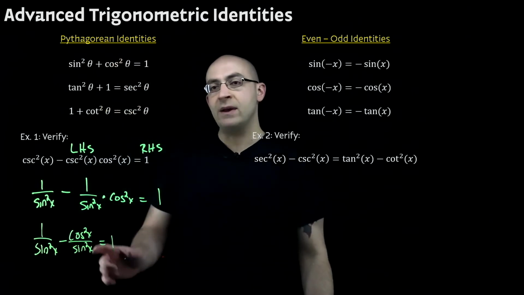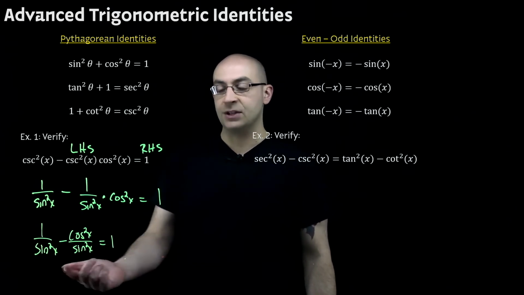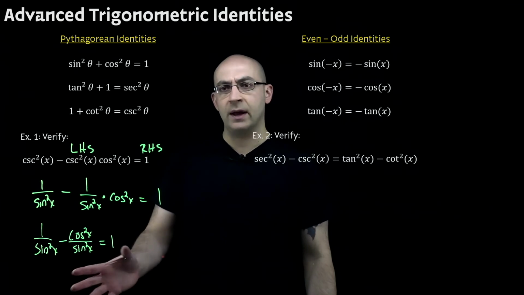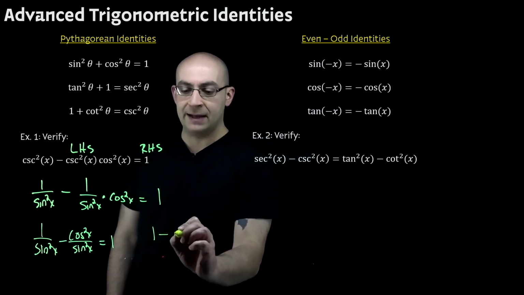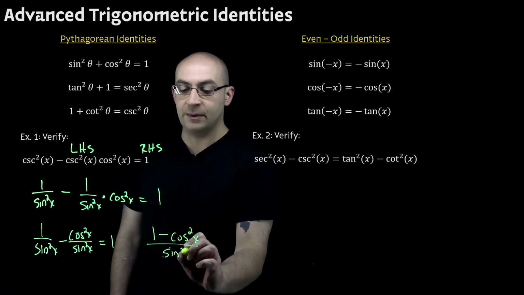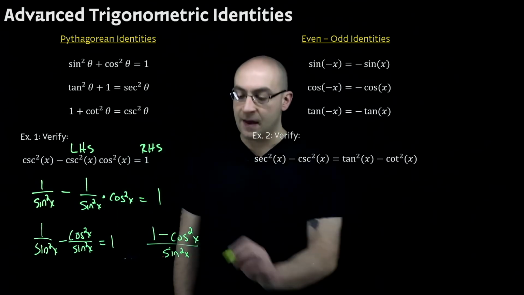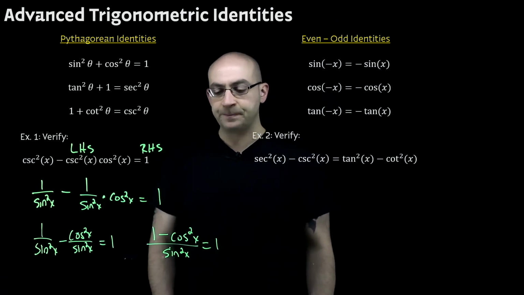Well, now we have a fraction with a common denominator. Both denominators of these fractions have sine squared x. Well, let's just go ahead and put all this together. So now I'm going to have 1 minus cosine squared of x over the consistent denominator of sine squared of x, and that's going to equal 1. So I really didn't do anything here except combine like terms.